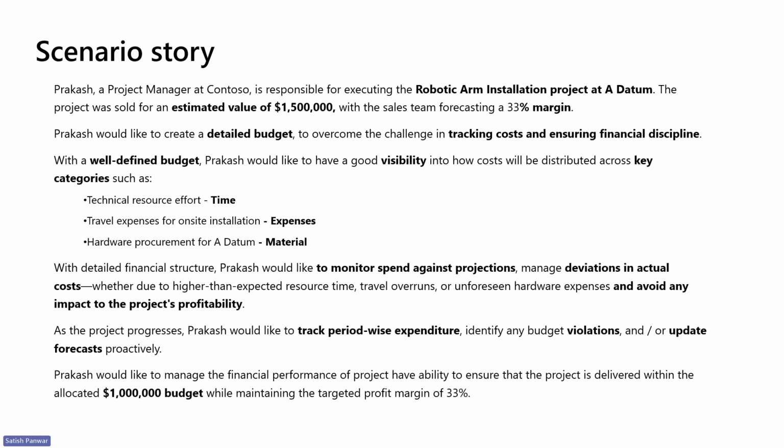With the detailed budgeting and the financial structure, he would like to monitor spend against projections and manage any deviations and determine if there is an impact to the profitability or the execution of the project. He would also like to track the period-wise expenditure to identify any kind of budget violations and update forecast proactively. Ultimately, Prakash is aiming to finish this in $1 million while still maintaining the targeted profit margin of 33%.